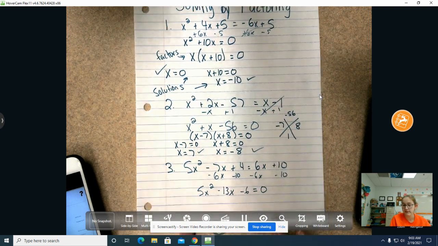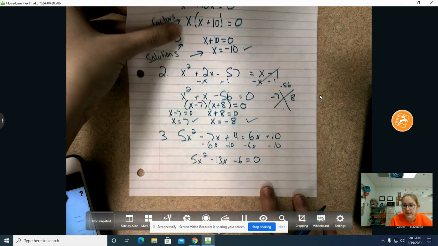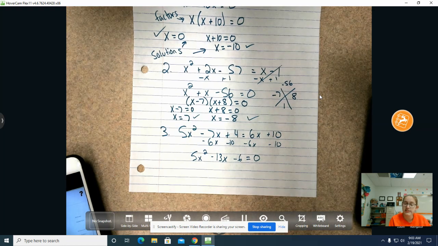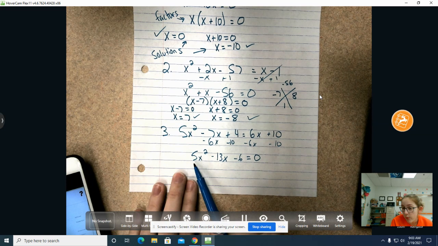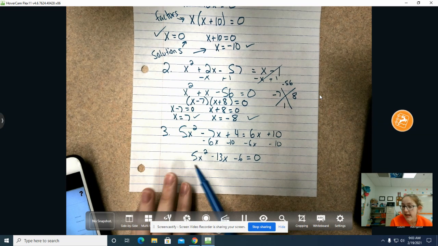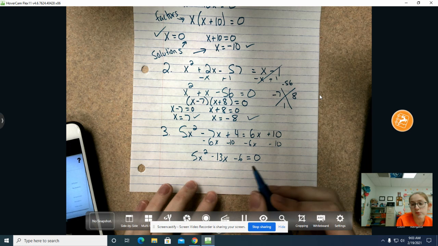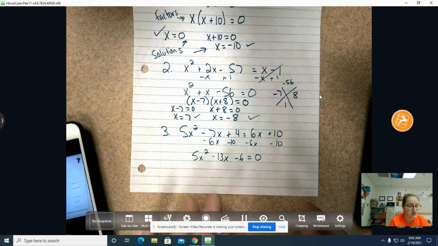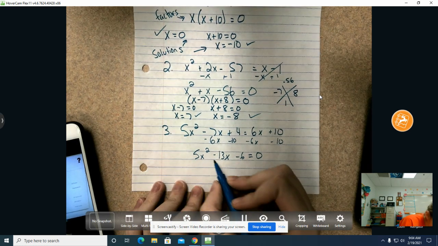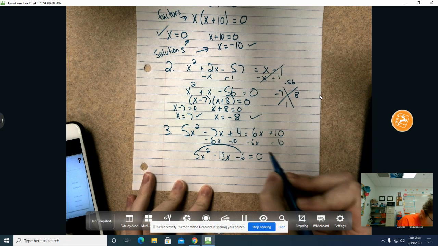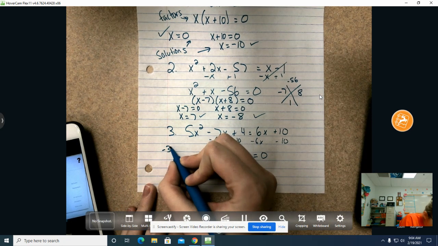So for this one, I'm running out of room here. We have 3 terms. It's going to be one of our trinomials, but our a is not equal to 1. So we're either going to have to do the AC method or the perfect square method. 5 and 6, those aren't perfect squares, so we're going to have to do the AC method. So remember, this is the last one we learned. It's probably the lengthiest one. This is Miss Morgan's favorite one. So you're going to multiply your A and your C, so negative 30.